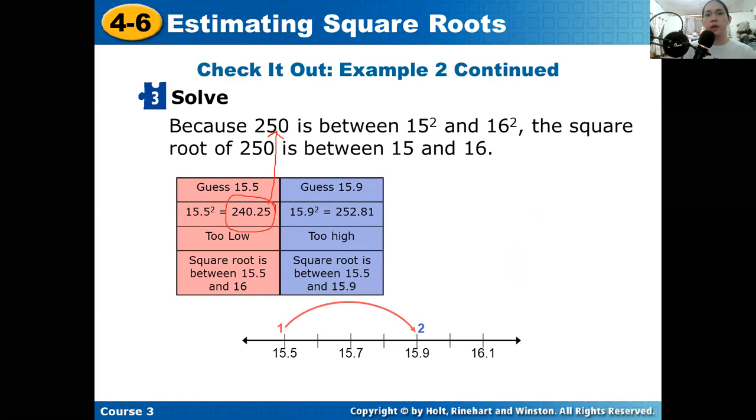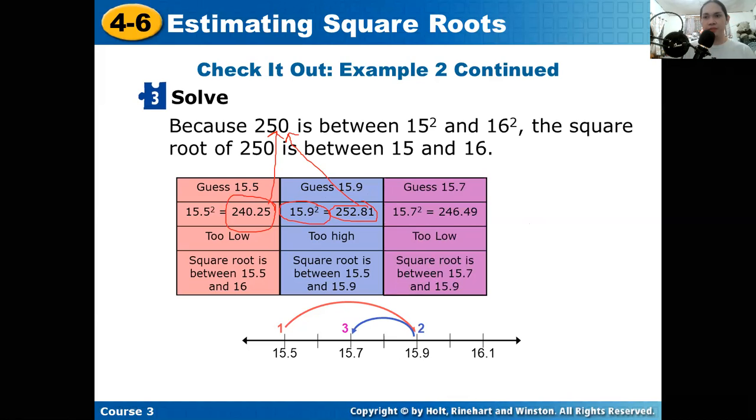Now, let's try to guess 15.9. 15.9 is closer to 16. That's why we use 15.9, maybe you're wondering. When we square 15.9, that gives us 252.81, which is also far away from 250. So let's have another guess. Four numbers rather that we're going to guess.